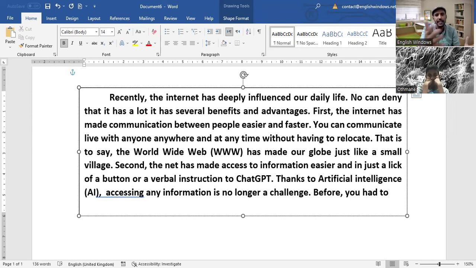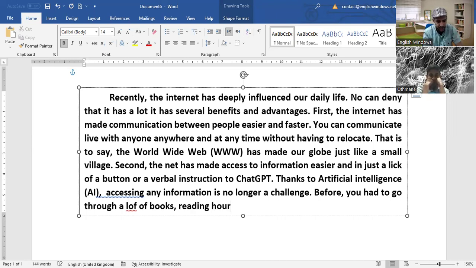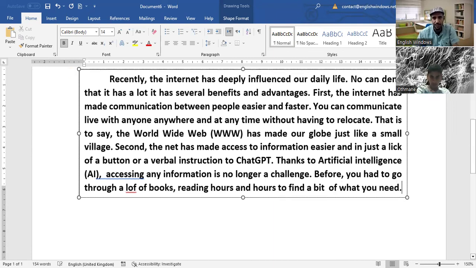Before, you had to access information, you had to go through lots of books, right? Of books. And, you know, reading, right? Reading hours and hours to find the information. To, you know, right? Find a bit, right? Find a bit of what you are looking for, of what you want, right? Of what you need. Of what you need.